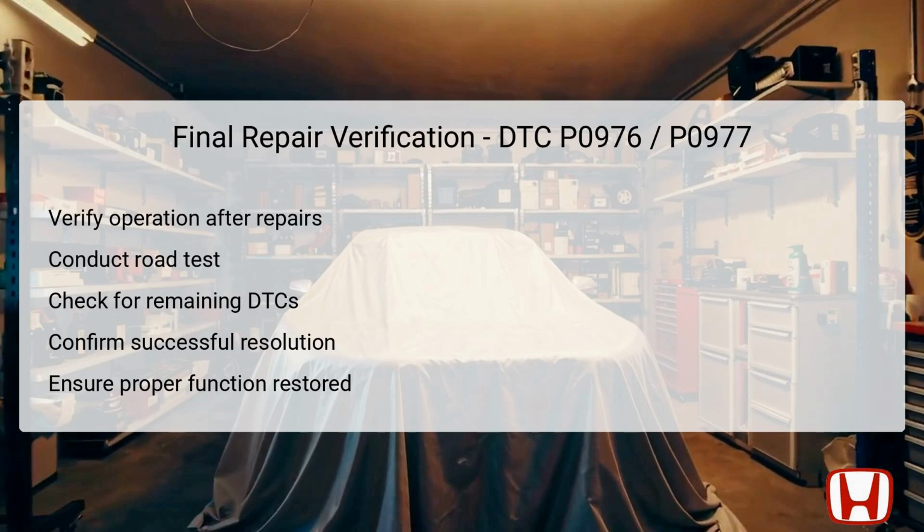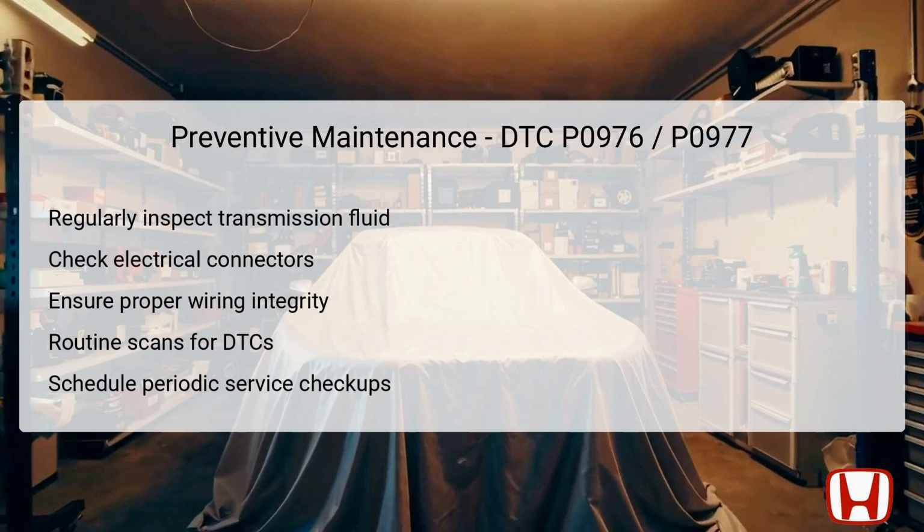Documenting these results assists in maintaining service records and provides valuable reference material for future diagnostics or service needs. To prevent future occurrences of DTCs P0976 and P0977, proactive maintenance practices are crucial. Regular inspection of the transmission fluid is essential, as fluid quality directly impacts shifting performance and overall transmission health. Additionally, periodically checking the integrity of electrical connectors and wiring can help prevent issues stemming from loose connections or damaged wires. Implementing routine scans for DTCs enables early detection of potential problems, allowing for timely intervention.